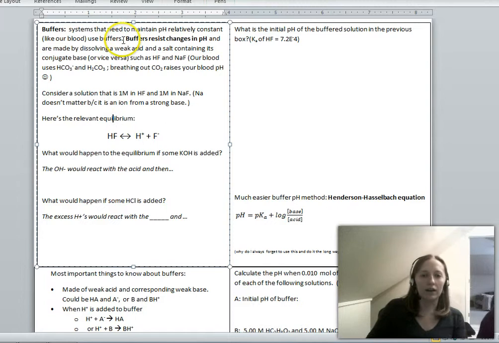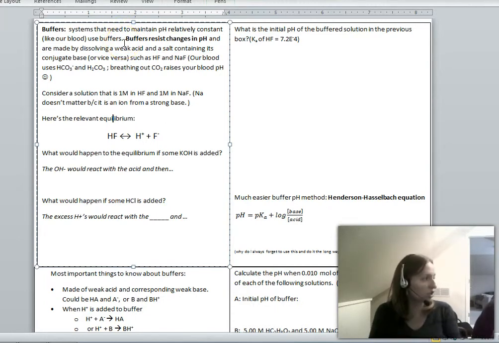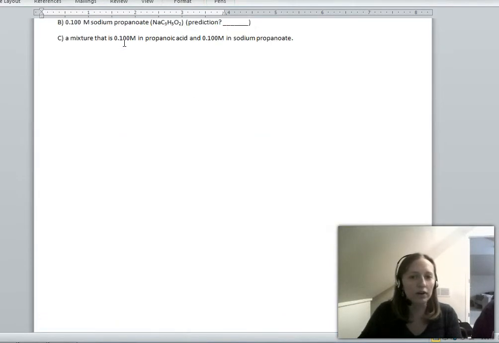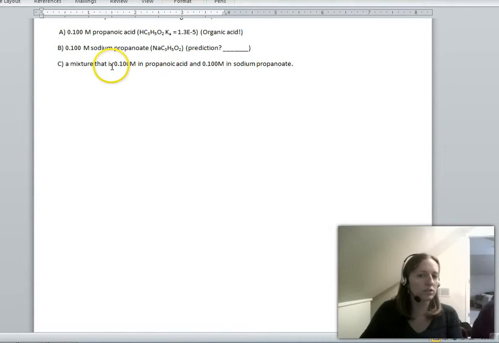So here's how you make them. You dissolve a weak acid and its conjugate base salt, or a weak base and its conjugate acid salt, which is what we just did in this last lecture, part C. A mixture that is 0.1 molar in propanoic acid and 0.1 molar in sodium propanoate. This is a weak acid and its basic conjugate base salt.